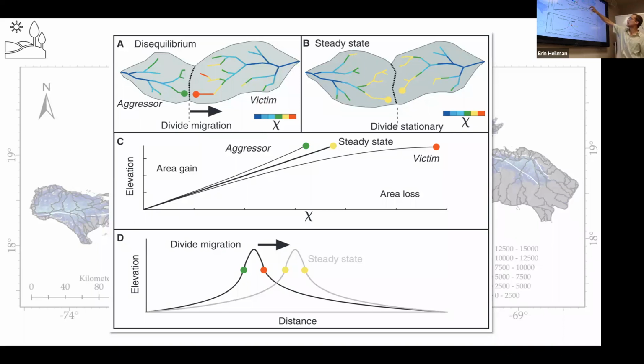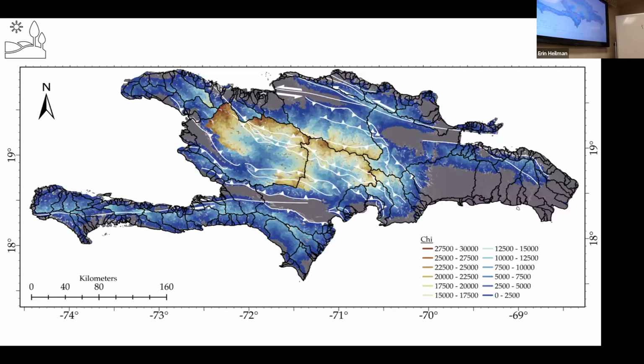So if chi is more or less the same, the divide's not going to move. If chi has a strong contrast, so if you have high versus low chi, it's going to move in the direction of high chi. Looking at Hispaniola, we do have these strong contrasts across the main divide. So you have very high chi here, pretty low chi here. So the divide is likely moving to the southwest if we were to project into the future, and the topography overall is going to shift in that direction as you continue deformation of the Central Cordillera.